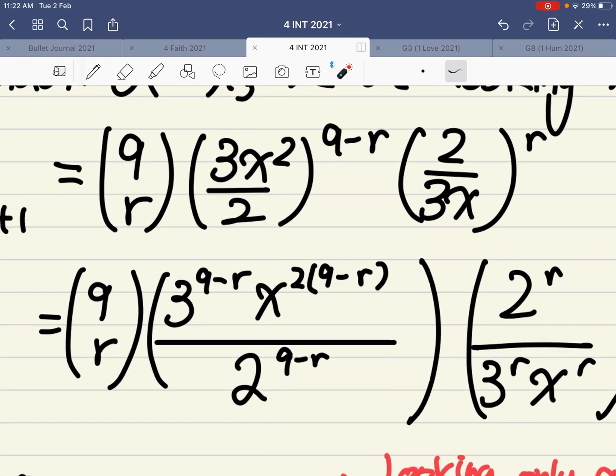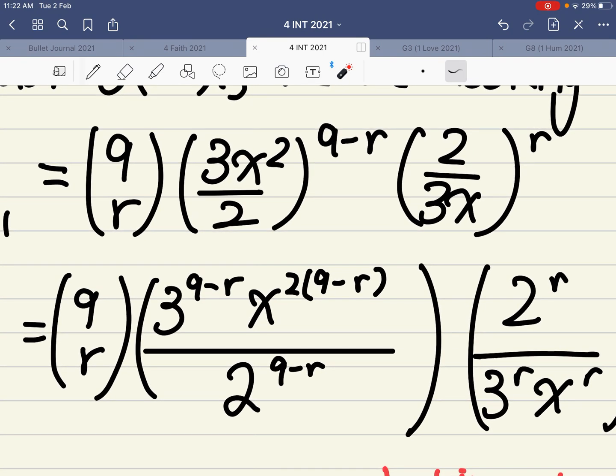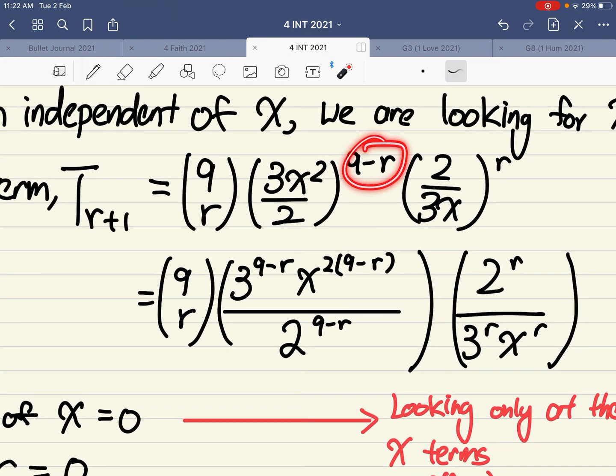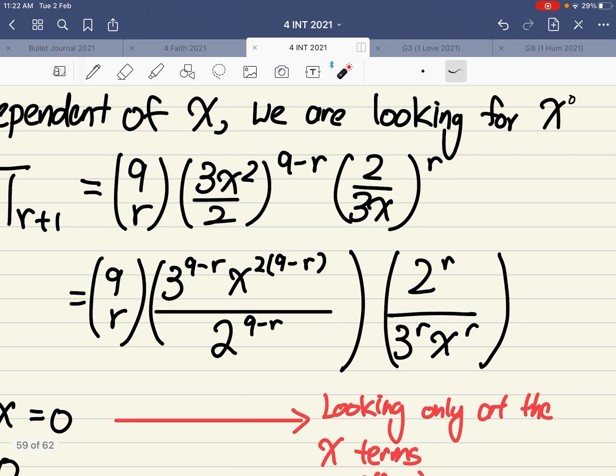Do be very careful here. I will zoom in. So x squared, do not forget to put the bracket here, 9 minus r. This bracket here is important, and not forgetting that the 9 minus r will also be applied to the 2 down here. Similarly, for this term over here, the power r is applied to the 2, so you get 2 to the power of r, 3 to the power of r, and x to the power of r as shown in this bracket over here.